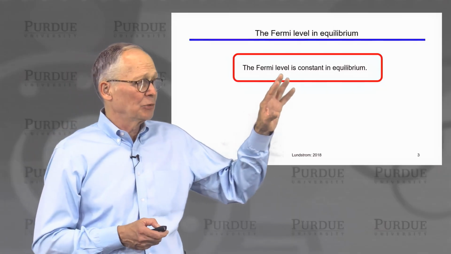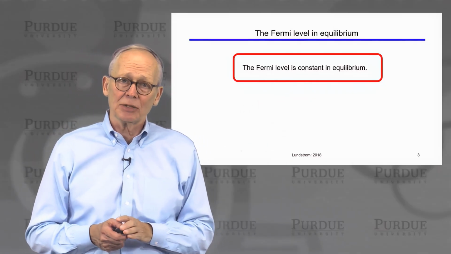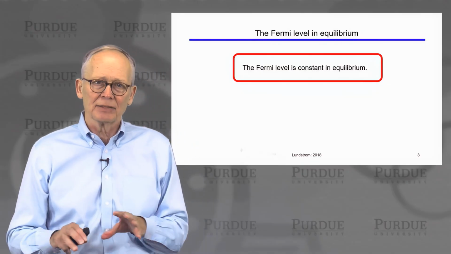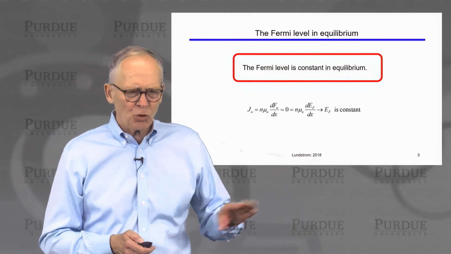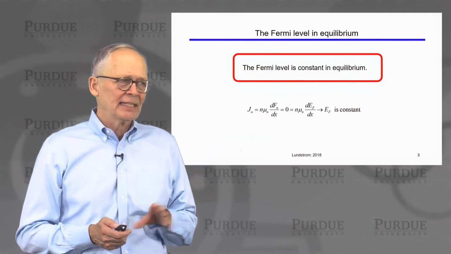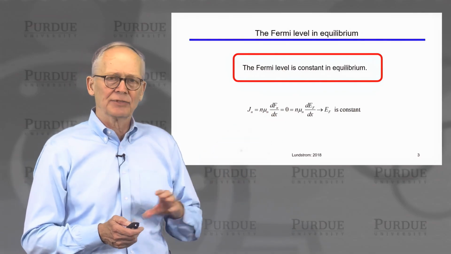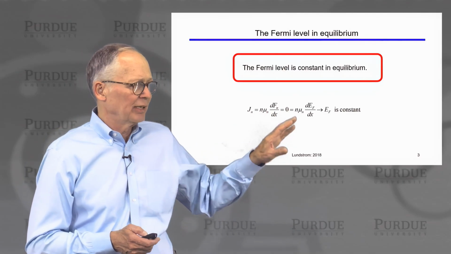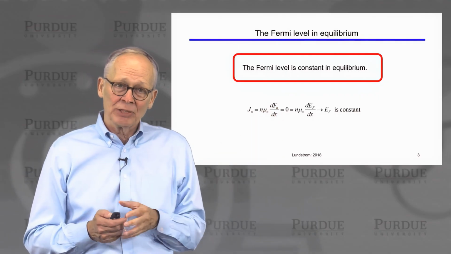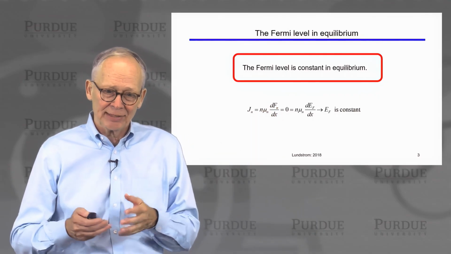So another thing I would like to remind you of is the fact that in equilibrium, the Fermi level is constant. It's independent of position. One way to see that is if you remember that we often write the current as proportional to the gradient of the quasi-Fermi level. This quantity F sub n here is the quasi-Fermi level. In equilibrium, the quasi-Fermi level is the Fermi level.